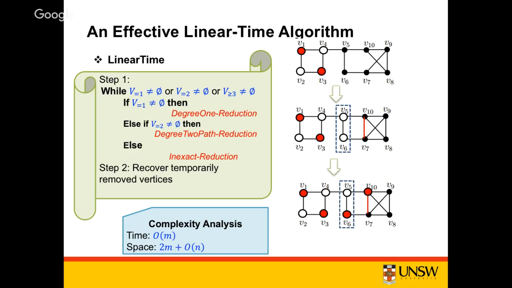So after we obtain the best independent set, which is V10 from the four vertex clique, then we know that V5 cannot be added to the independent set, so we add V6 to the independent set. So we also prove that the space complexity is 2m plus O(n), and the time complexity is big O(m).